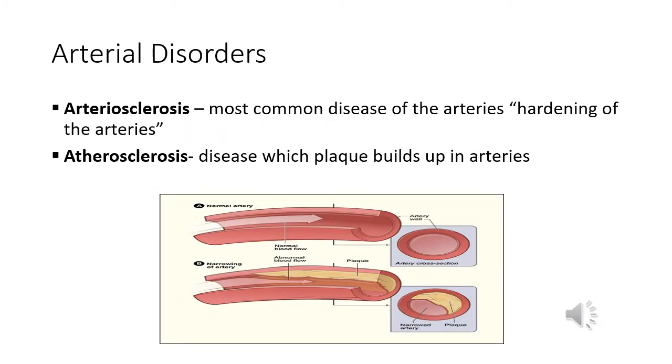Remember that I said the most common cause of arterial disorders, most of them that we'll talk about in this lecture, is atherosclerosis. Now we can use two terms interchangeably. Arteriosclerosis, which is, you might have heard the term hardening of the arteries. So it's a hardening and a loss of elasticity of the arteries. Or atherosclerosis, which is that accumulation of plaque buildup in the arteries. Your book talks more about atherosclerosis, so I'll use that term moving forward.